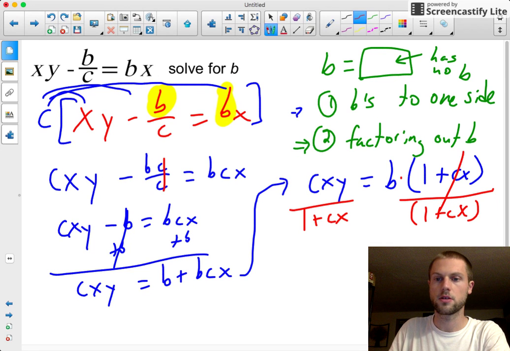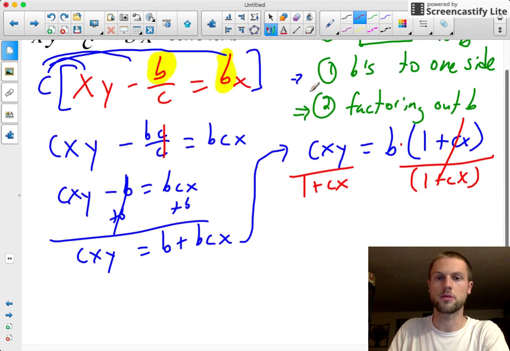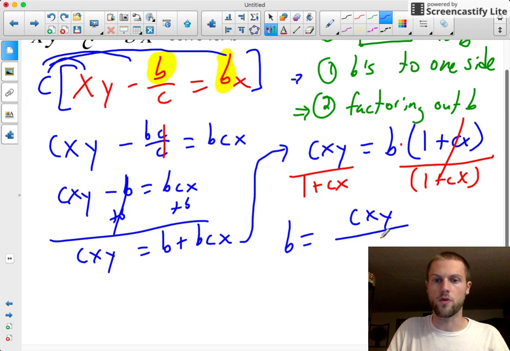This cancels, and what I'm left with is, and I'm just going to switch sides here, b equals cxy over 1 plus cx.